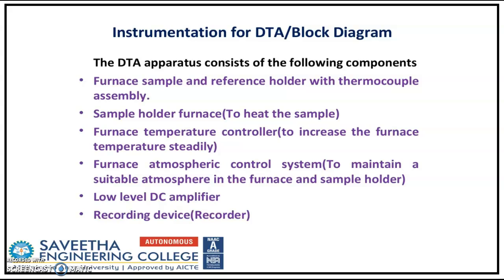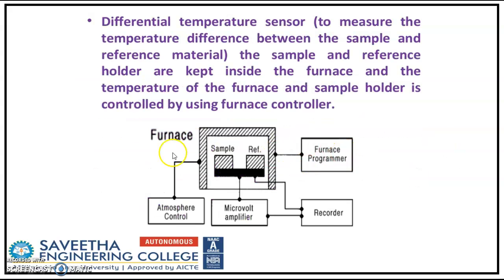Coming to the instrumentation, the main components of DTA are the furnace, and the sample and reference holder with a thermocouple. The sample holder is in the furnace to heat the sample. Next, the furnace temperature control is used to increase the furnace temperature steadily. The furnace atmospheric control system is used to maintain a suitable atmosphere in the furnace and the sample holder. And then the DC amplifier and the recorder device. So this is the block diagram of the DTA instrument.